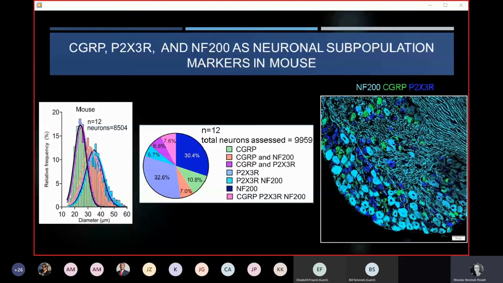Of course, when we bring neurofilament 200 into this picture, you get every combination you can have of these different subdivisions. But there's a large piece of this pie, around 30.4%, that only expresses neurofilament, around 32.6% that only expresses P2X3, and around 11% that expresses CGRP only. So these are still pretty distinct populations. And on the left, we're now including the neurofilament population in this histogram, which is skewed to the right. These neurofilament positive neurons, which remember are the myelinated large diameter A-beta mechanoreceptors, are very large in size, which definitely matches our data.